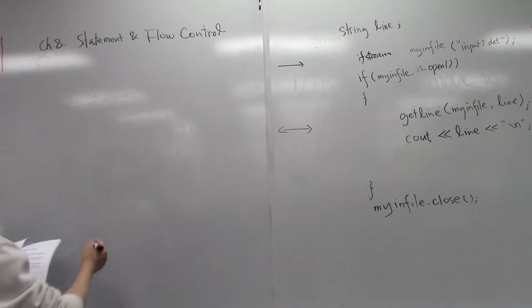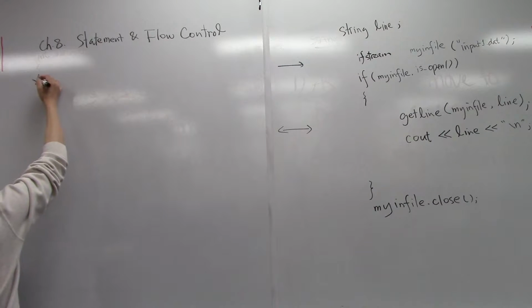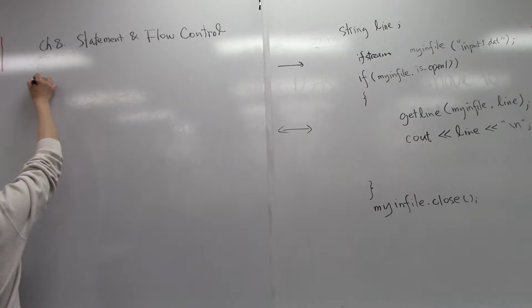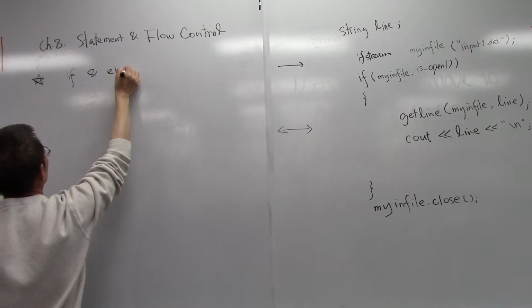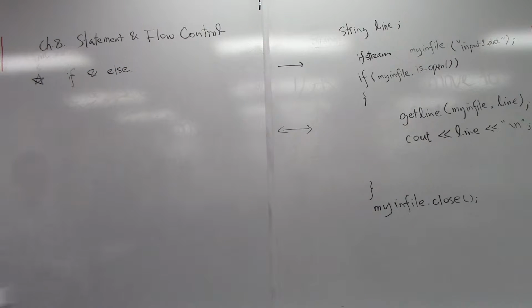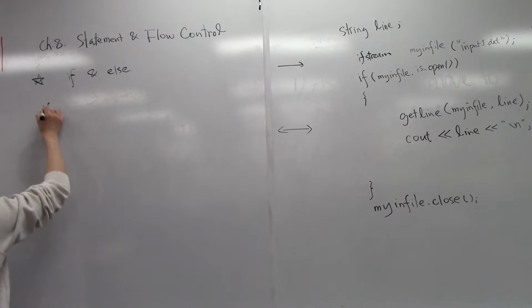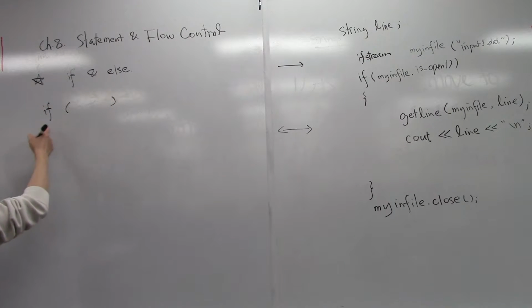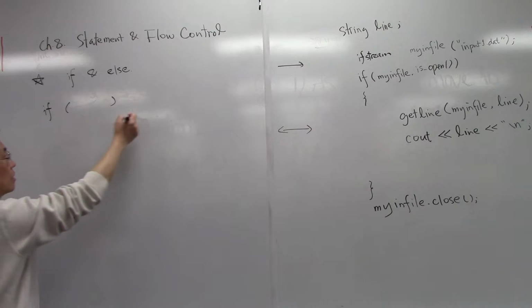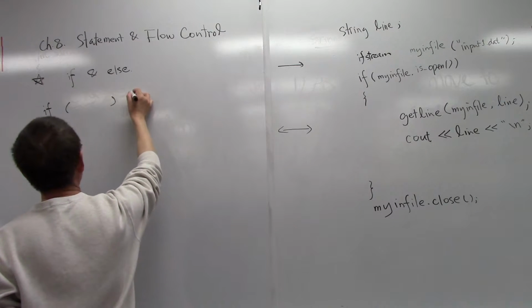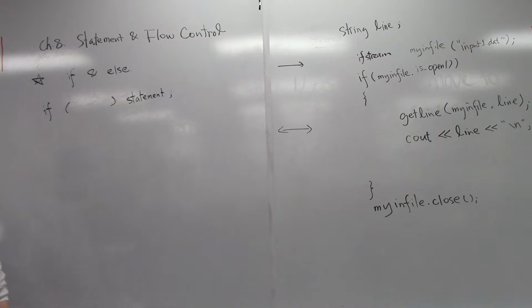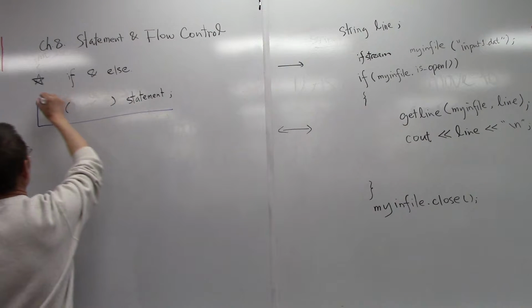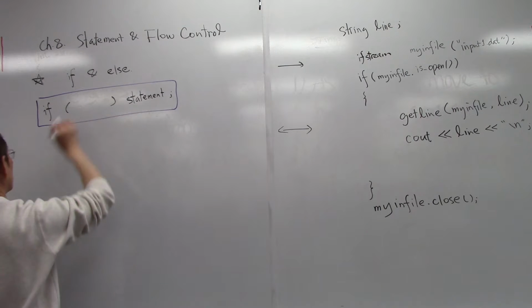Okay, the first flow control I'd like to describe is the if and else statement. The if statement is very simple. The syntax is this: if, and the condition is inside parentheses, and then you say statement. Okay, so that's the syntax. You can say this is the condition.